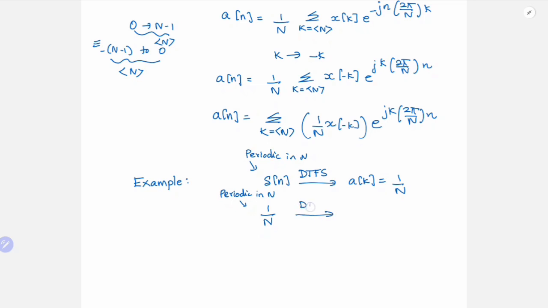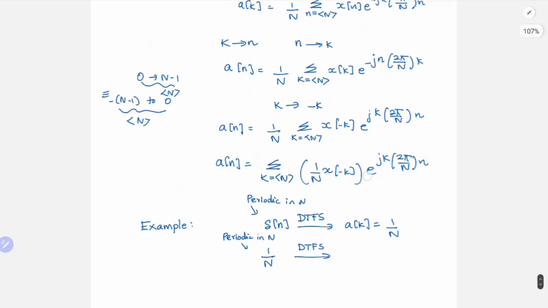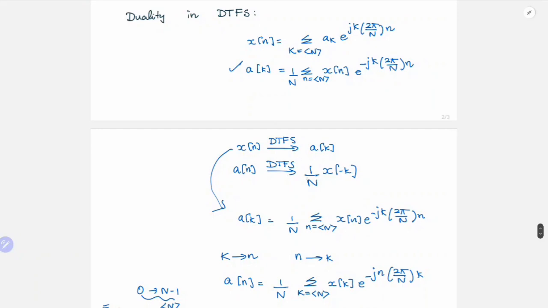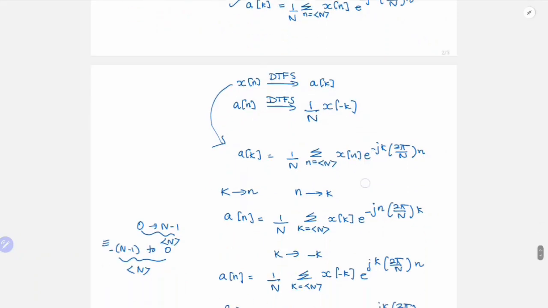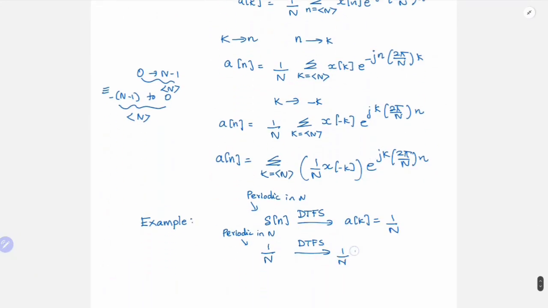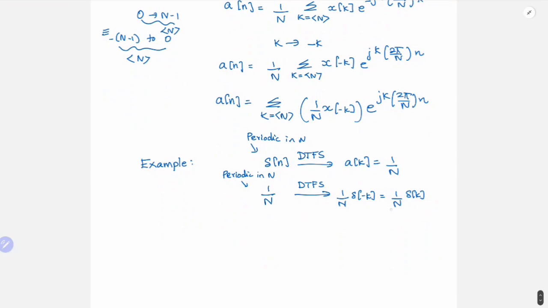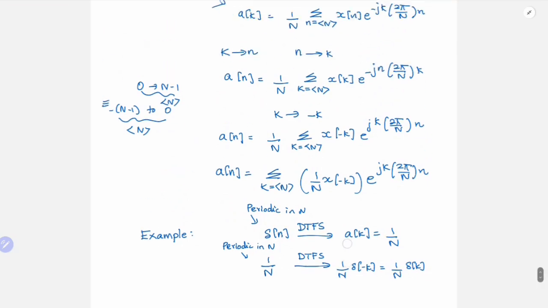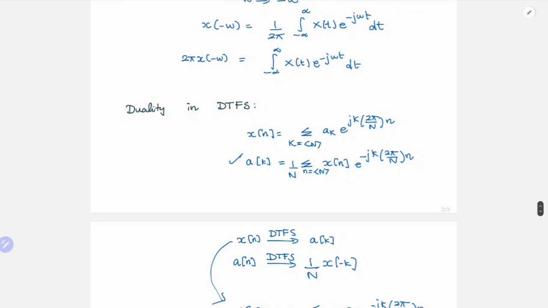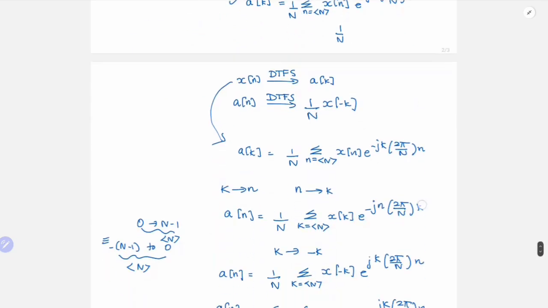So what will be my discrete time Fourier series here? According to the relation we had, it should be 1 by n x of minus k. So it is going to be 1 by n delta of minus k, which is nothing but 1 by n delta of k. It should be a single pulse. So we'll just check that. If I substitute 1 by n in the equation here to find my a k's, I'll get 1 by n here.